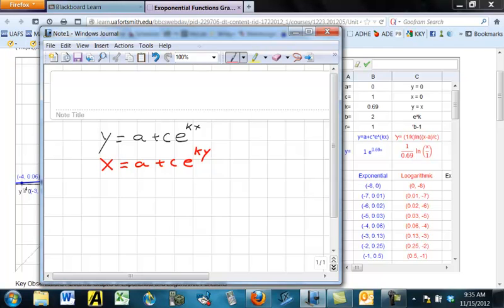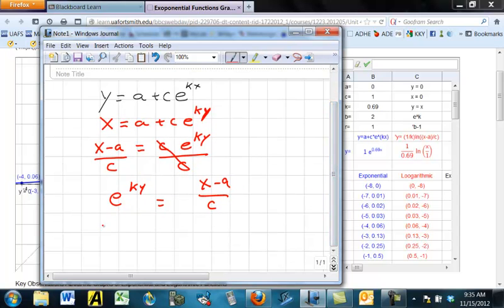Now when we solve this for y, y is in the exponent, so y is a logarithm. The way we solve this is we subtract a from both sides of the equation, so that eliminates the a on the right. And we divide both sides of the equation by c, and that's going to cancel the c's out. So we have e to the ky equals (x minus a) over c.